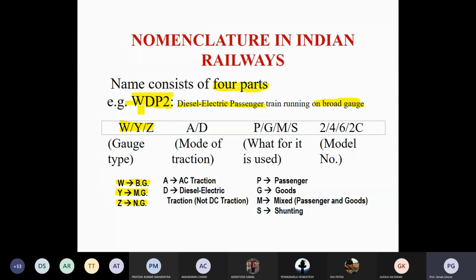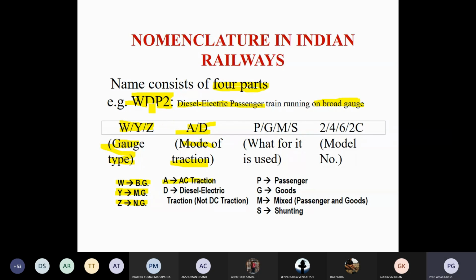If ZDP2 is there, then you can say it means a diesel electric passenger train, P for passenger, on narrow gauge. If it is Y, then in that case it will be medium gauge. Then A and D, what do you mean by A and D that is written? W, Y, Z stands for the gauge or type. Then A and D is the mode of traction. A means AC traction.